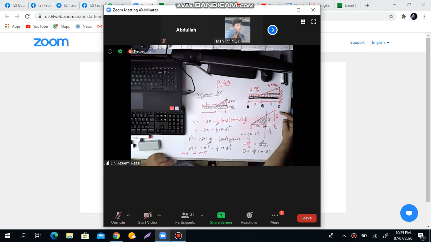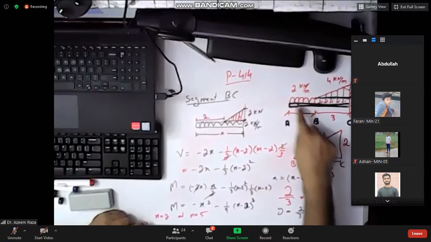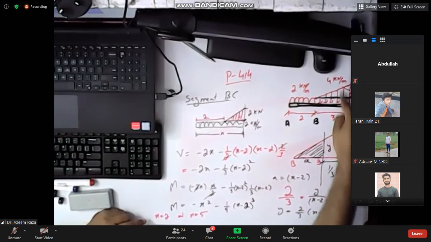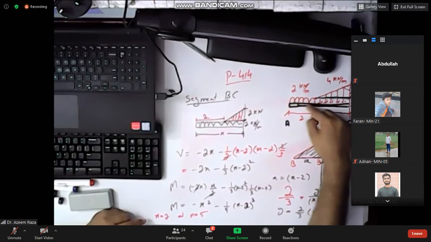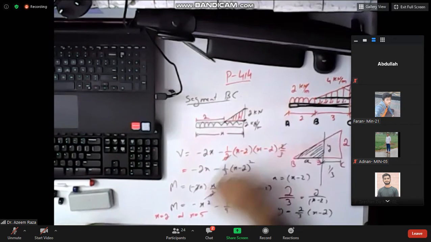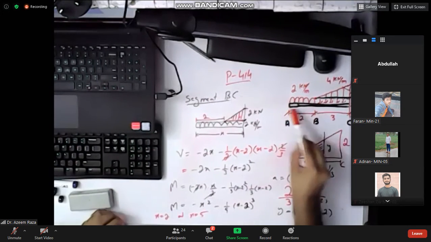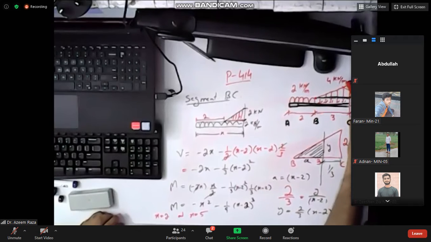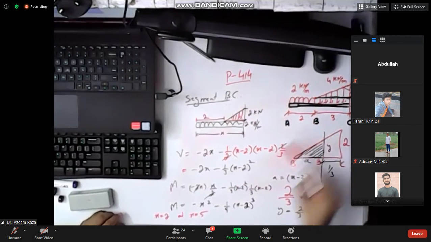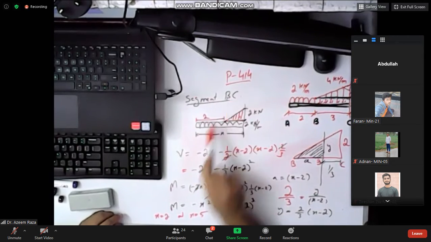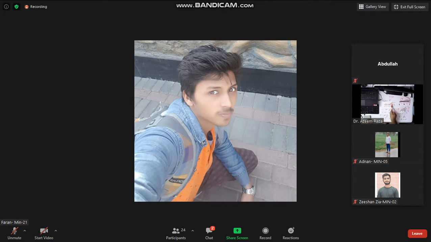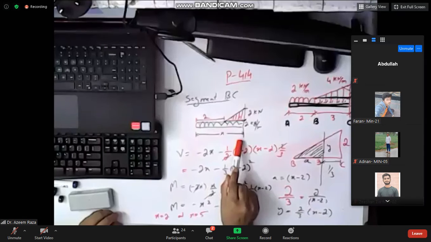Repeat can also be done, but I think the second part was easier to do. In this, we have a superposition of these two loads. One was the UDL, that was 2 kilonewtons per meter, and then there was superposition of a triangular load on top of it. So when I said segment BC, we took a segment somewhere here at a distance x.